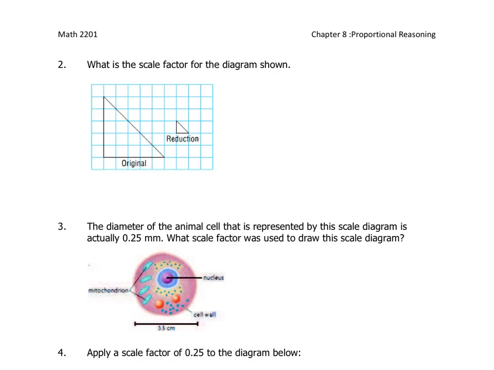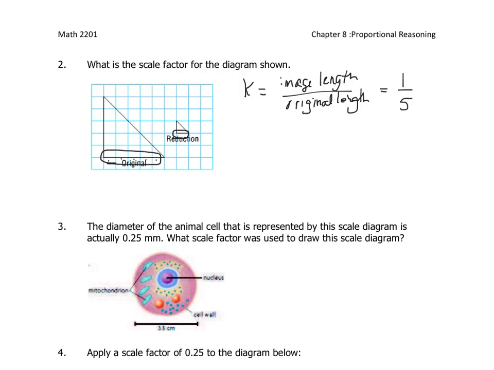Next example says, what's the scale factor for the diagram shown? Now this one looks like it's being reduced, so we're expecting a scale factor smaller than 1. K, our scale factor, equals the image length over the original length. For the image, using this side, it would be 1, and the side that matches up in the original would be 1, 2, 3, 4, 5. So it'll be 1/5, or 0.2. And that matches what we thought, because it is a scale factor less than 1.